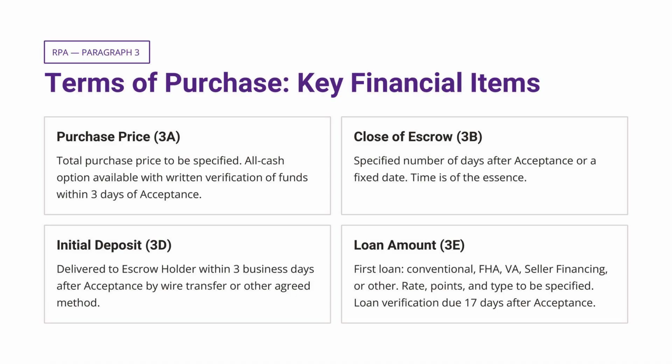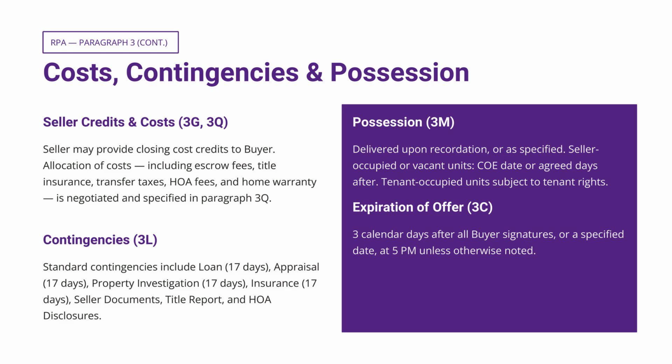This includes the specified purchase price and the close of escrow date, emphasizing that time is of the essence. It also defines the initial deposit, typically delivered within 3 business days, and outlines the loan amount, specifying the type and terms, with loan verification due within 17 days. This section addresses important elements like seller credits, standard contingencies, possession terms, and offer expiration.